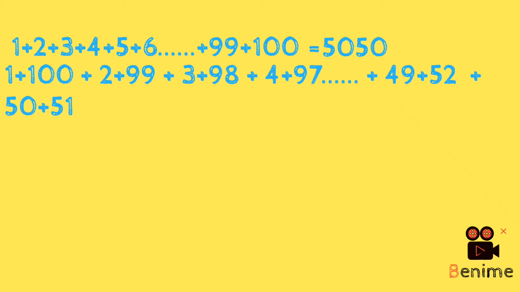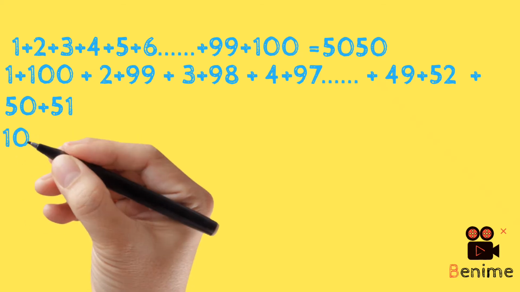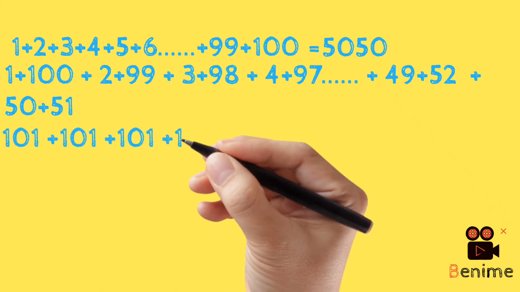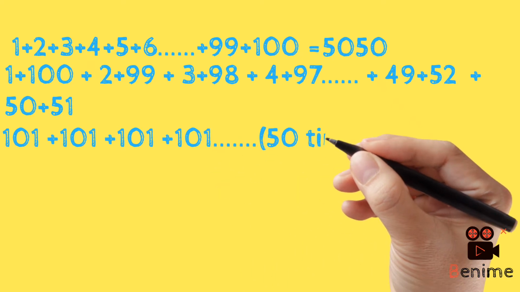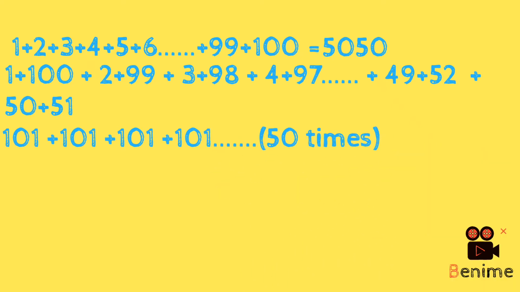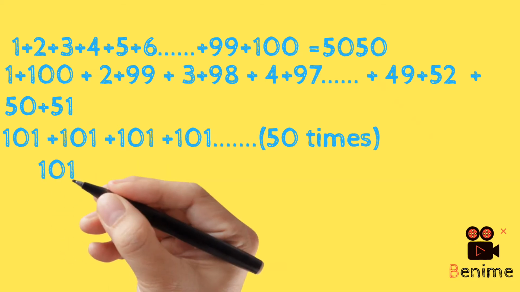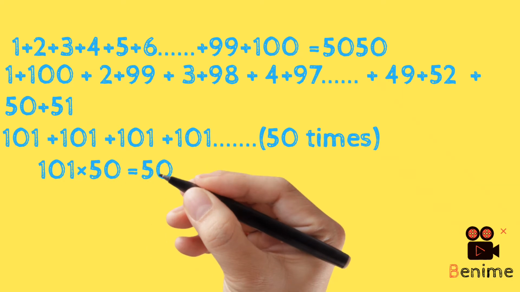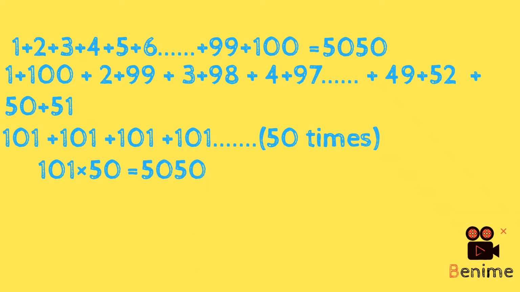Now in each group, if you notice, 1 plus 100 is 101, 2 plus 99 is another 101, 3 plus 98 is another 101. In each group, the sum is 101. And since they are in groups of 2, there were initially 100 terms, so that is 100 divided by 2, which is 50 groups. In each group it is 101, so we're adding 101 in 50 places. That is 101 plus 101 plus 101, which in short is 101 times 50. 101 times 50, you will get 5050. So that was how Gauss did it and got his answer.